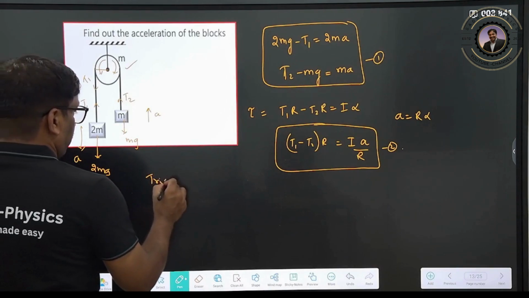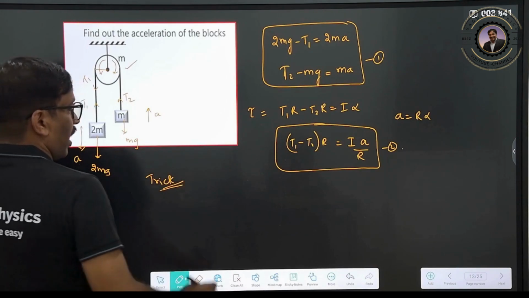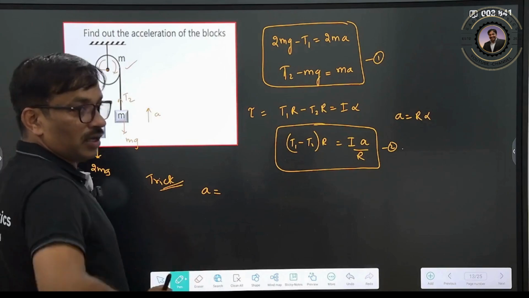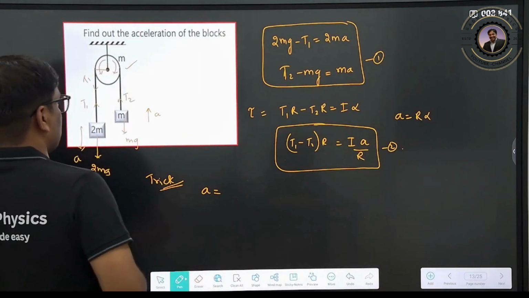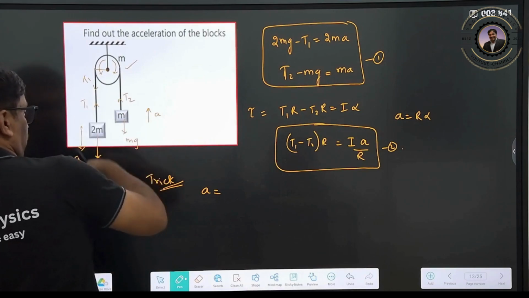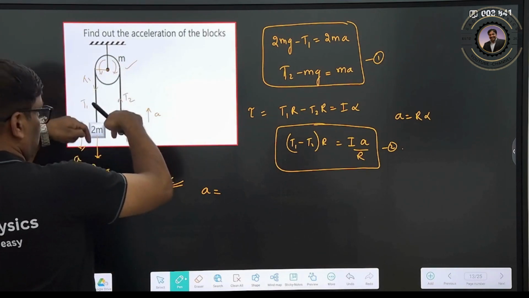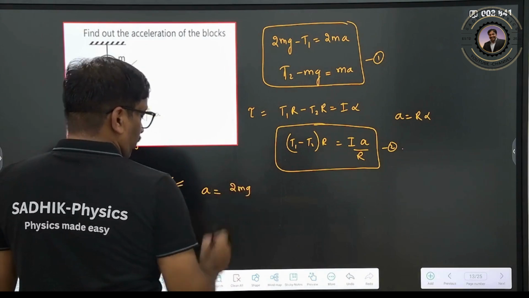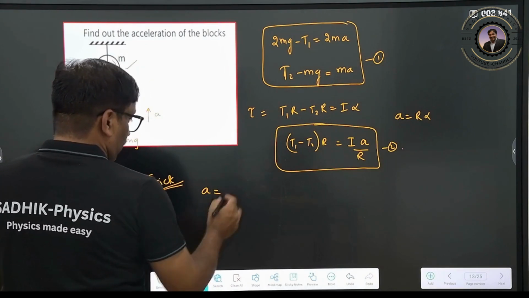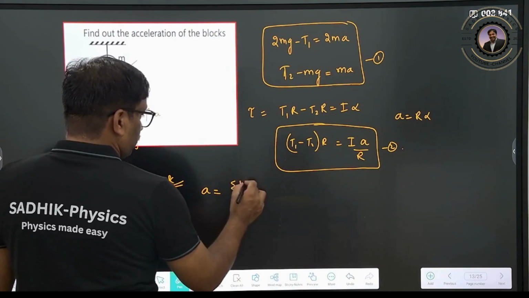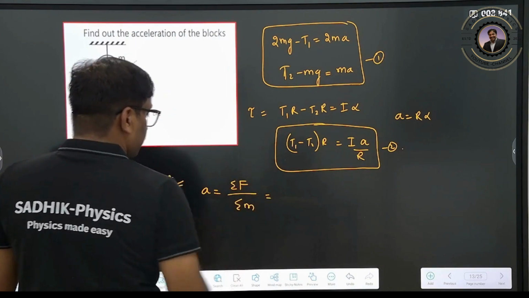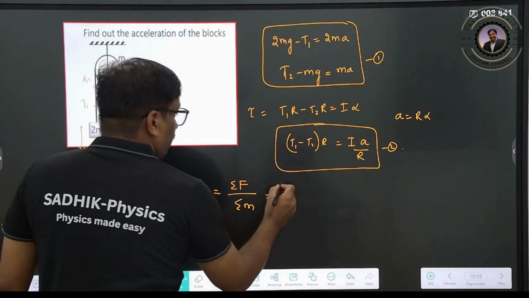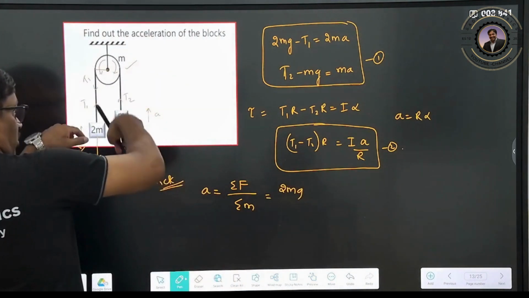So first, what is the trick here? A very simple formula for acceleration. What is the acceleration here? Acceleration is nothing but total force by total mass. So what is the total net force here? The downward force is 2mg. So 2mg is the net force, and we divide by the total mass of the system. What is the total net force? Here the downward force is 2mg, and this is also acting.